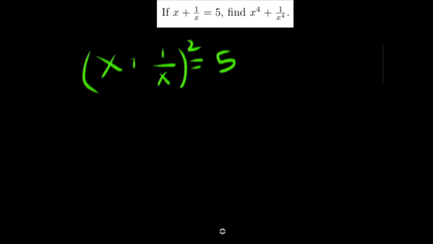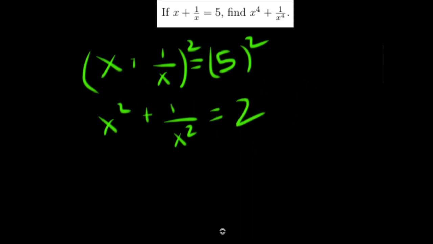So we start our problem in the same way. We do x plus 1 over x equals 5, and we square the whole thing. And we square both sides. And you get x squared plus 2 plus 1 over x squared equals 25, and you get x squared plus 1 over x squared equals 23. This is exactly what we did before. I'm just copying that over now. So we do the exact same thing.